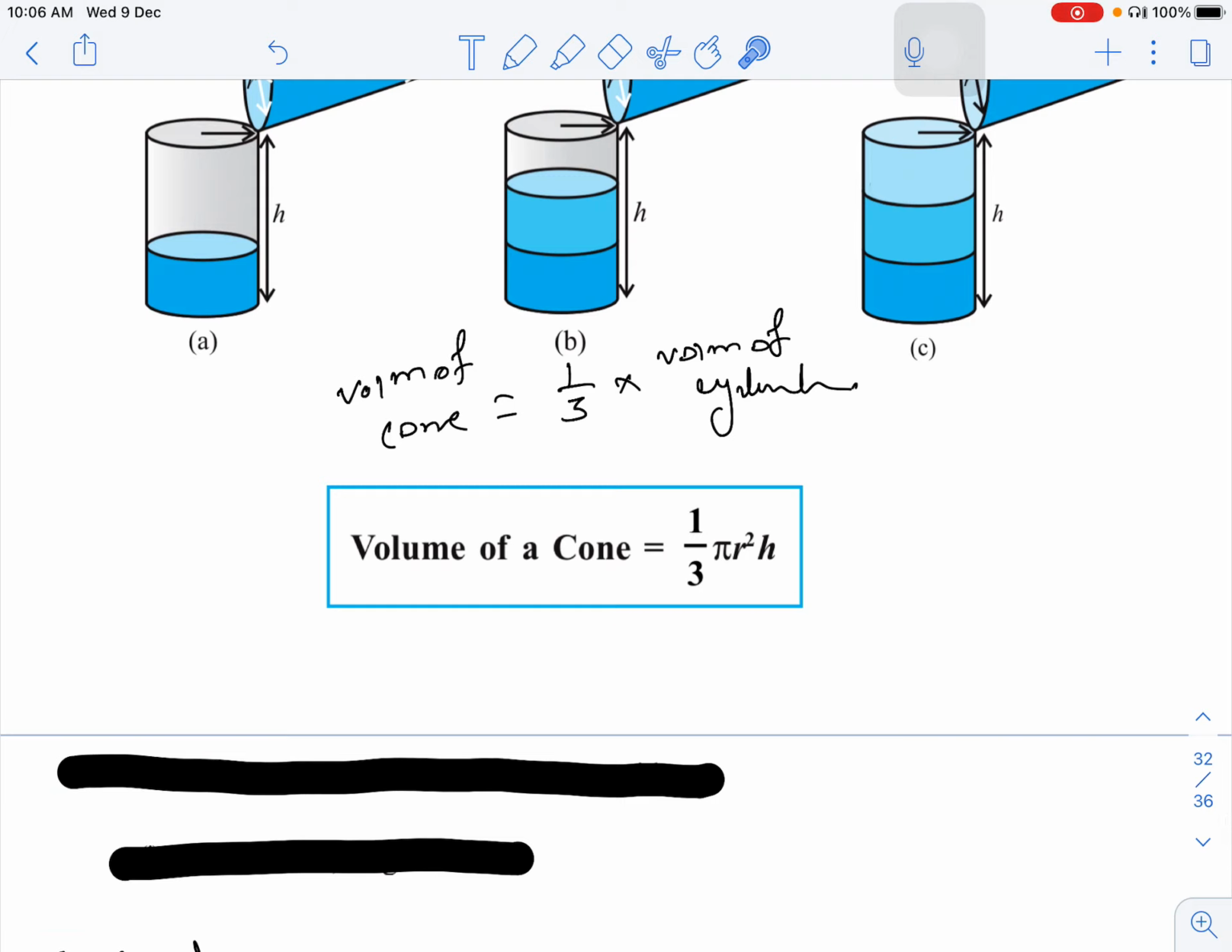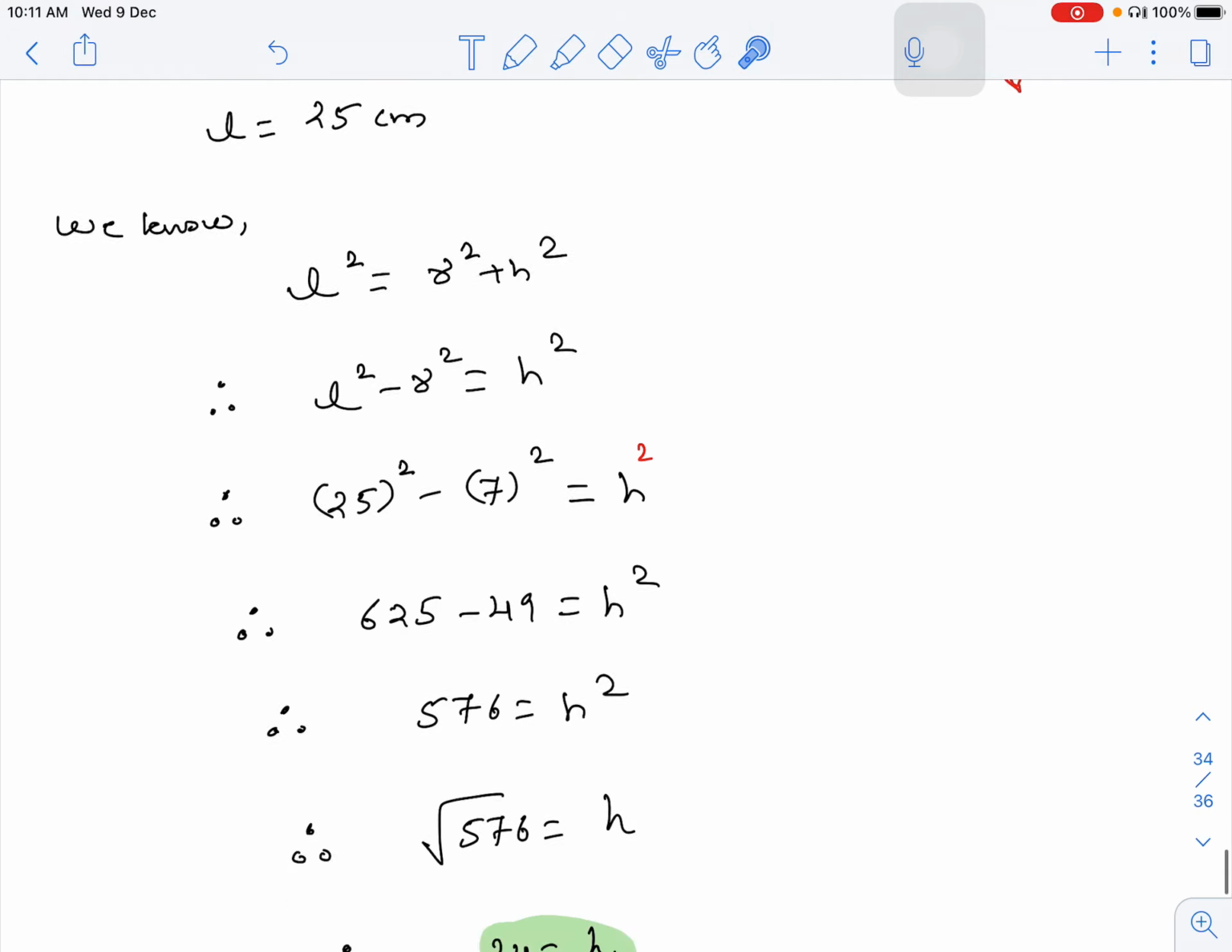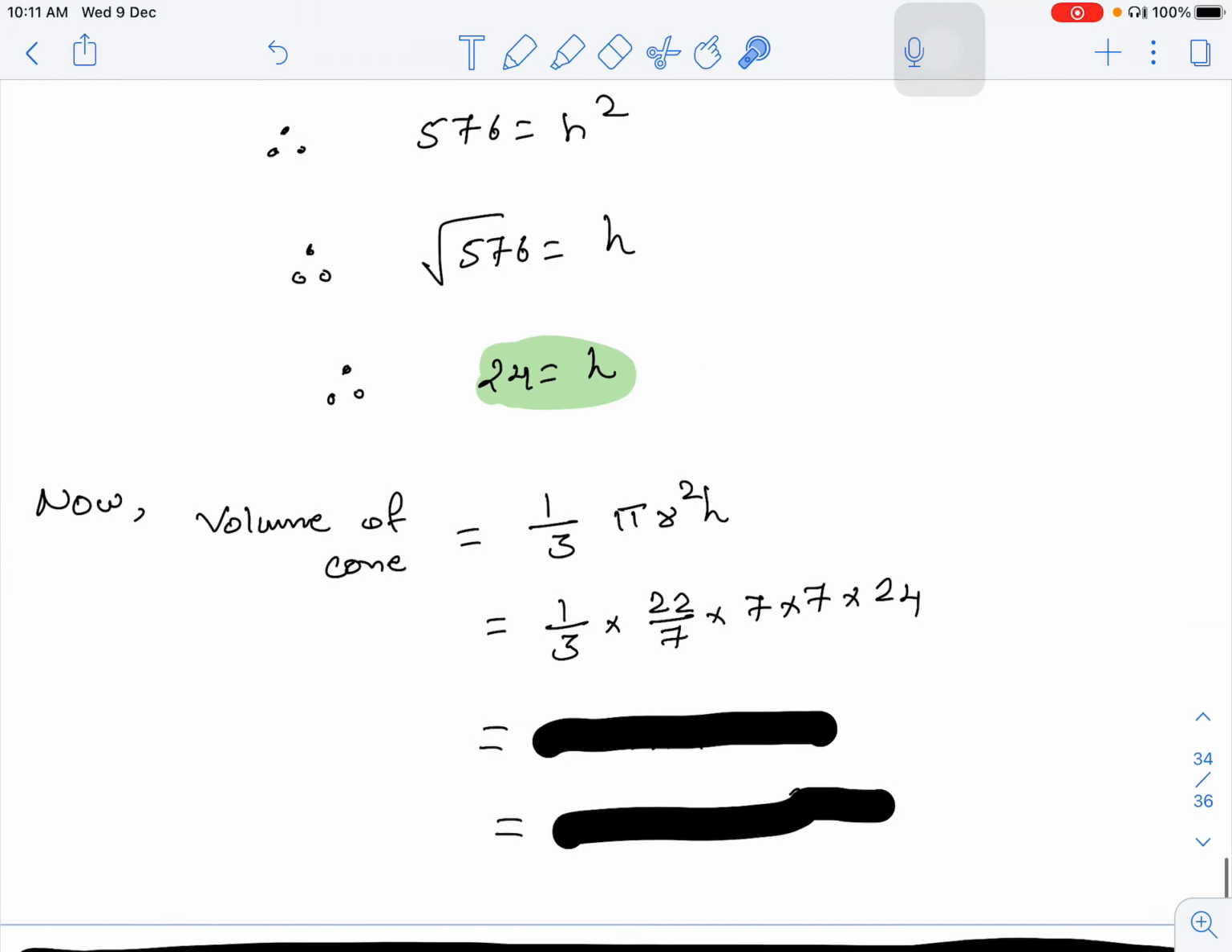Now we have the value of h also. What do we have to do now? We have the value of r, we have the value of h. So now we can easily find the volume of the cone. Volume of cone equals 1 upon 3 pi r square h. So let us put in the formula. So we have 1 upon 3 into 22 upon 7 into, now this time our radius is 7, so we write 7 into 7 into the value of h, which we got from here, that is 24.